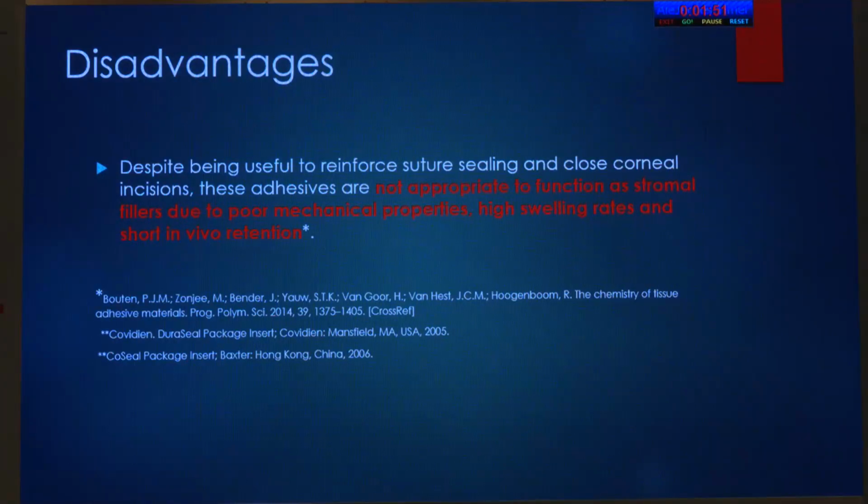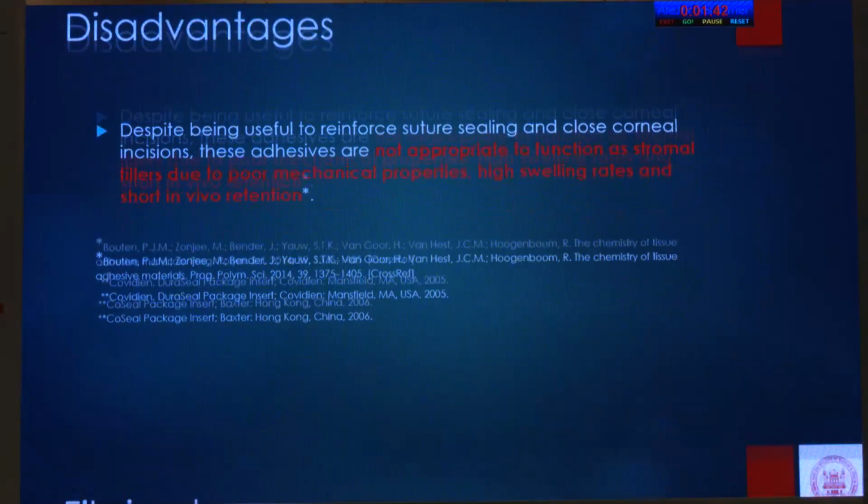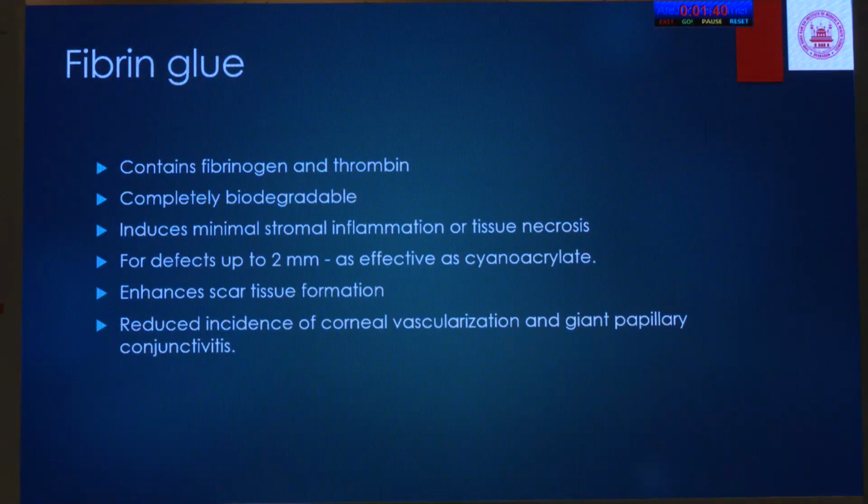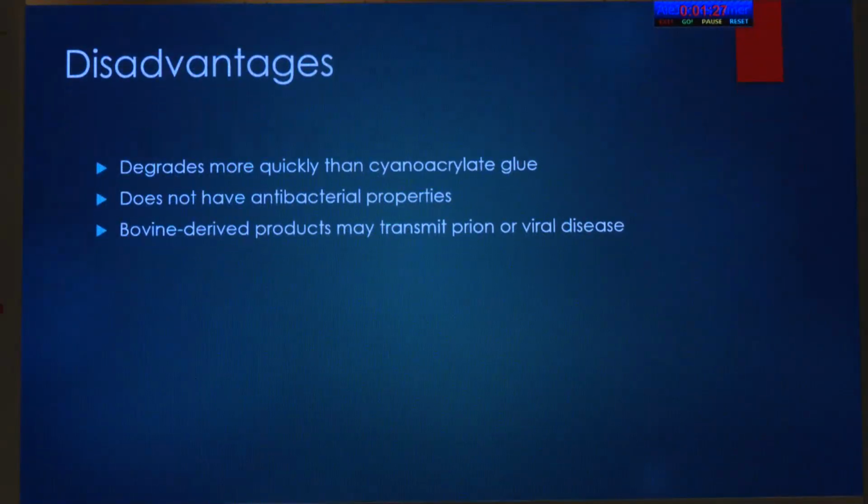It requires a completely dry surface. For a posterior surface, it is doing fine, but when there is loss of tissue, that poor mechanical property is going to come in the way. Then comes the biological option, again commonly used, that is the fibrin glue. It is completely biodegradable with very little toxicity. For defects up to 2 mm, it is as effective as CAG. But the disadvantage is that it degrades more quickly, it does not have antibacterial properties, and has the risk of transmission of viral disease.